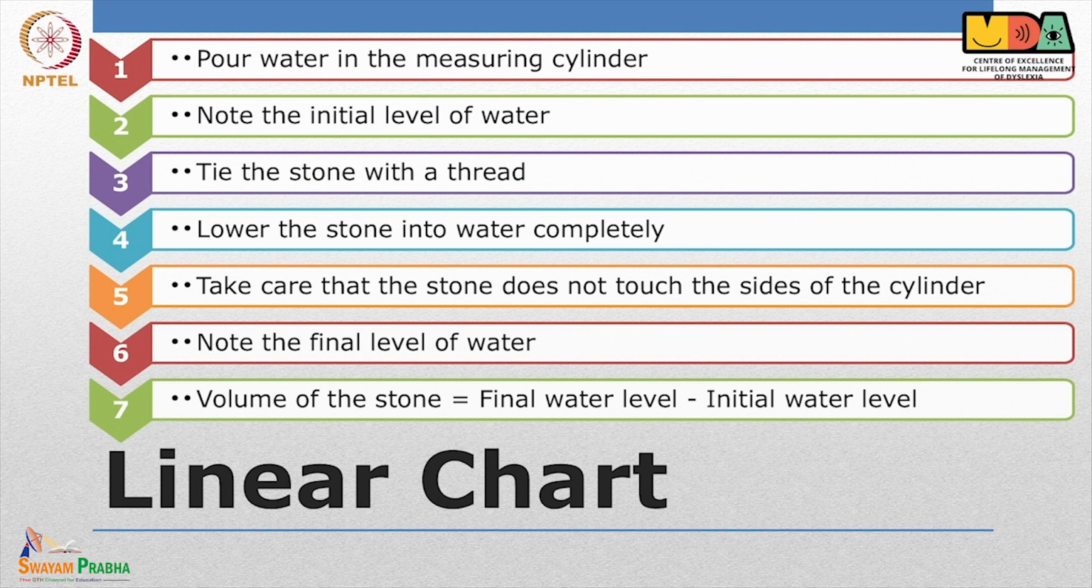The first step is pour water in a measuring cylinder, note the initial level of water, tie a stone, lower the stone completely into water, note the final level of water. The volume of stone is equal to the final level minus the initial level of water. So, these are the 7 steps of the experiment.